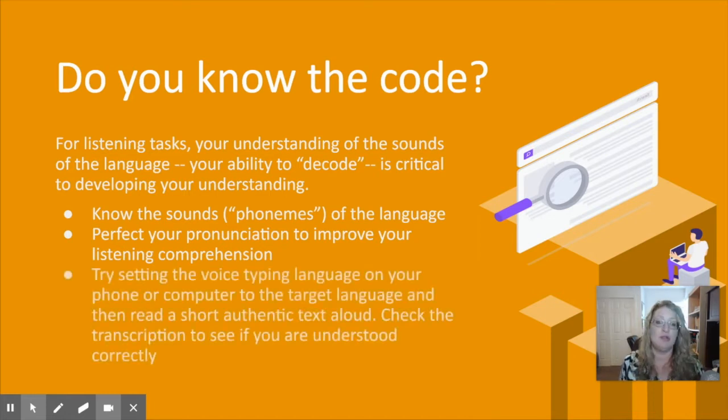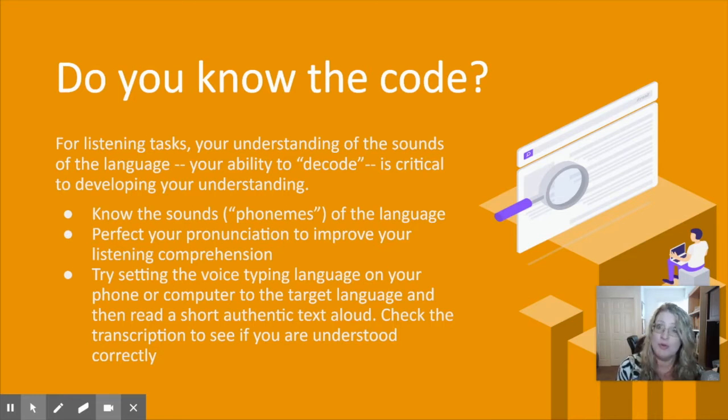So one thing you can do to improve or at least continue to work on your pronunciation is actually to use the technology tools you have available. For example, you can set the voice typing language on your phone or computer to the target language and actually dictate messages to it. So your text messaging can be changed to almost any language.